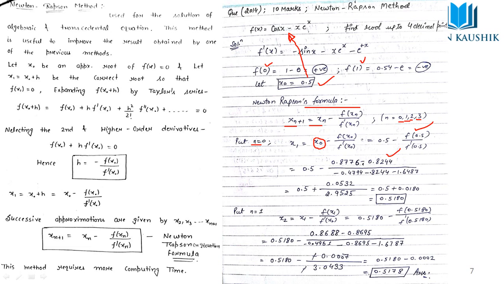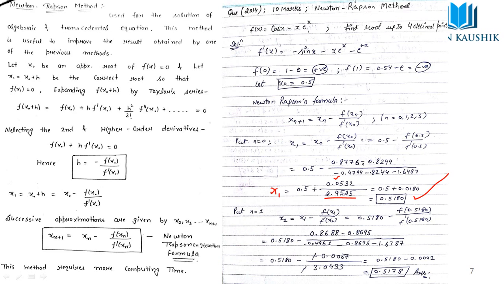What is f dash of x naught? Just put the 0.5 in the derivative portion. So you have to put this x naught in the function and in the derivative. So you will be getting these two values, 0.0532 and 2.9525, and after solving you will be getting this. So what have you got? You have got x1.